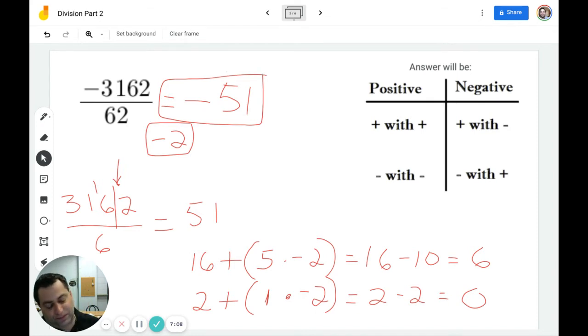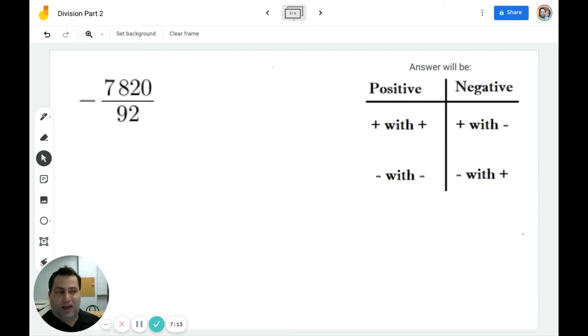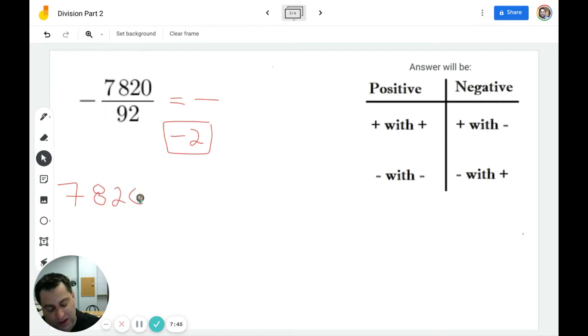Let's try another one. In this example, I have negative 7,820 divided by 92. We learned in the last video that when this negative is in front of the whole operation, we can assume that our answer is going to be negative. Again, 92 minus 2 is 90, so I can write minus 2 as my multiplier. And I can rewrite this problem to be 7,820 divided by 9.